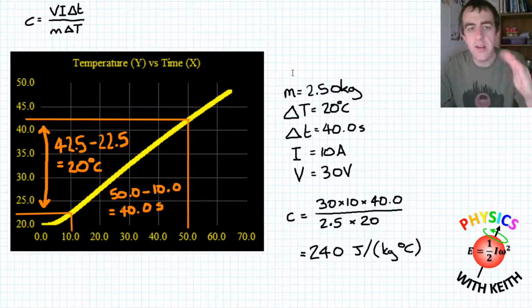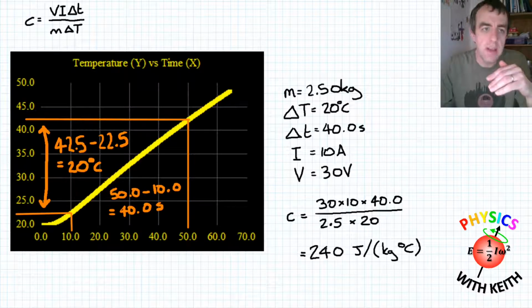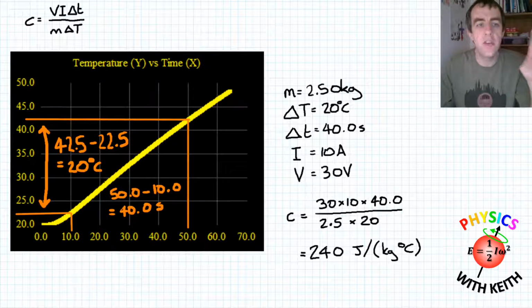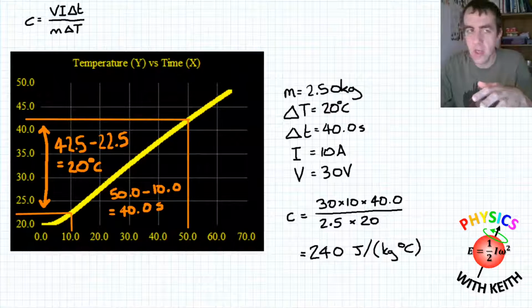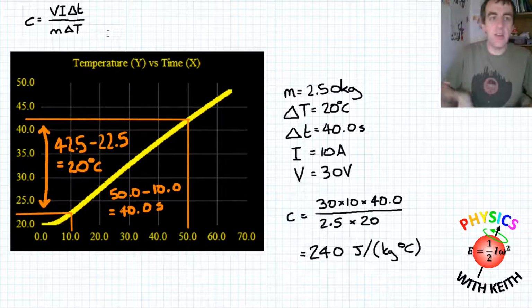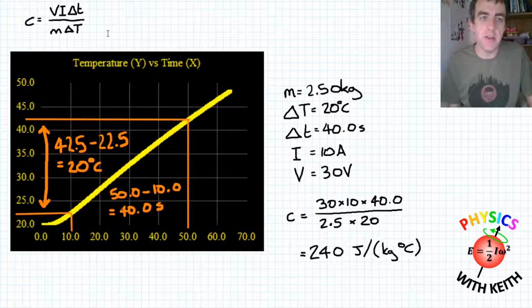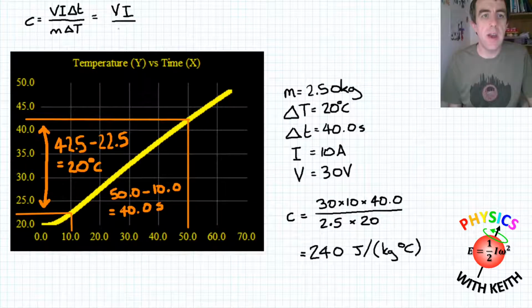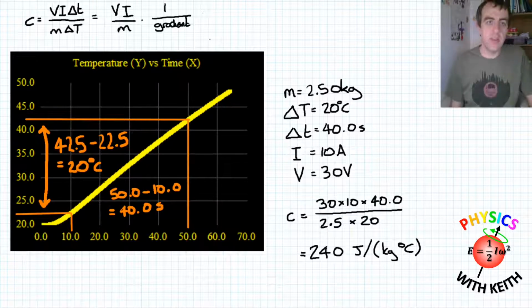Now if the gradient is less steep, the gradient of this line is the change in temperature divided by the change in time. In other words, it is the delta big T divided by the delta little t. So if you look at the equation I've written above here, I could rewrite this as V times I divided by M, and all of that is multiplied by 1 divided by the gradient of this line. And you can see there that the parts I highlight are equivalent.